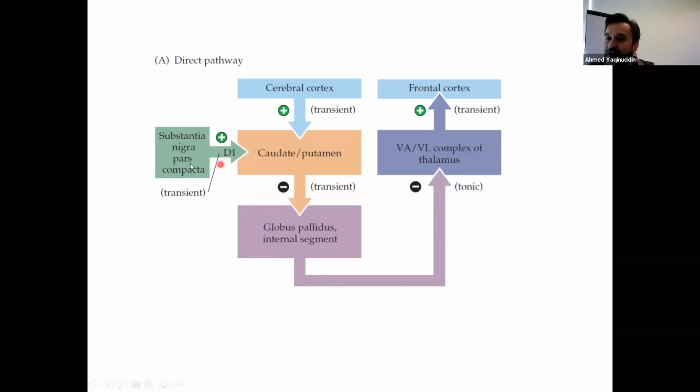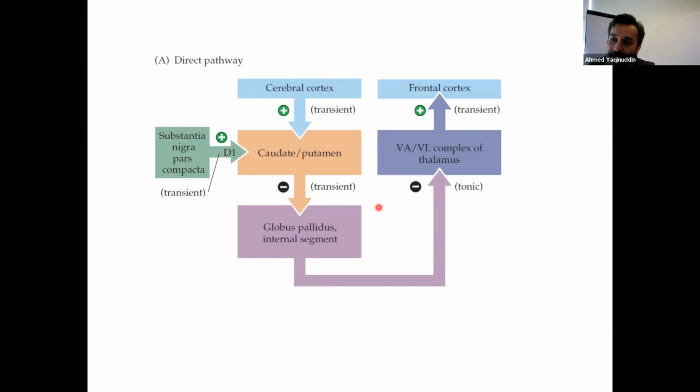This same function can happen through D1 receptors, which are from the substantia nigra compacta, that would stimulate D1 receptors in the striatum, which will transiently inhibit the globus pallidus interna. As a result, the tonic inhibition will stop for a while so that the thalamus gets activated, and thalamus is going to activate the frontal cortex.